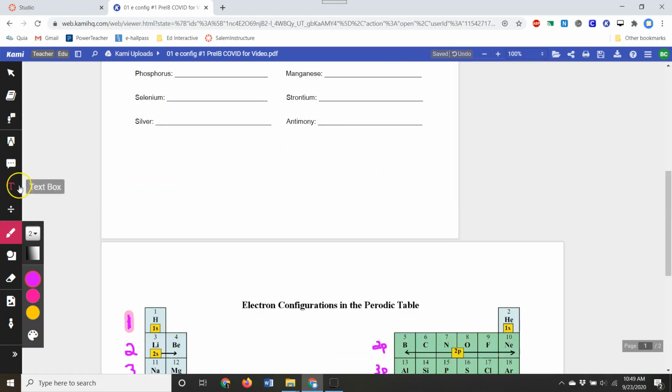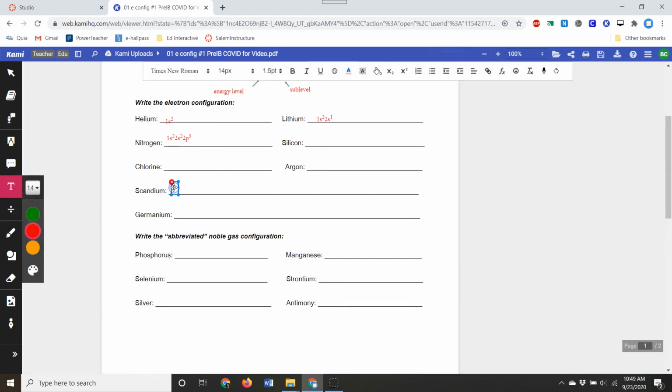So let's go back up to our problem, and we're going to type in 1s, then come up to the superscript tool, 2. 2s, superscript tool, 2. Sorry, 2p, 6. 3s, 2, 3p, 6, 4s, 2, and then we're going to go down to 3d, and we counted over 1 space to get to scandium.